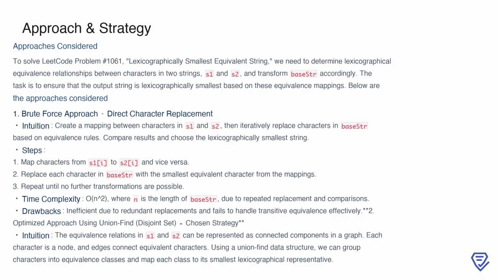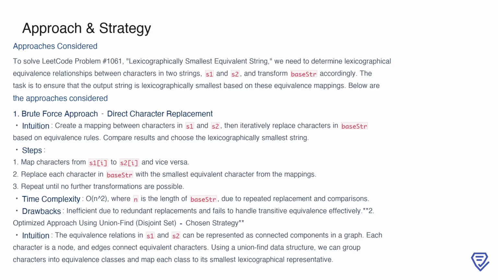One approach is a brute force method, where we directly replace characters in base str based on the mappings derived from S1 and S2. Specifically, we map each character in S1 to its corresponding character in S2 and vice versa, and then iteratively replace characters in base str with the smallest equivalent character in the mappings. However, this approach has significant drawbacks.